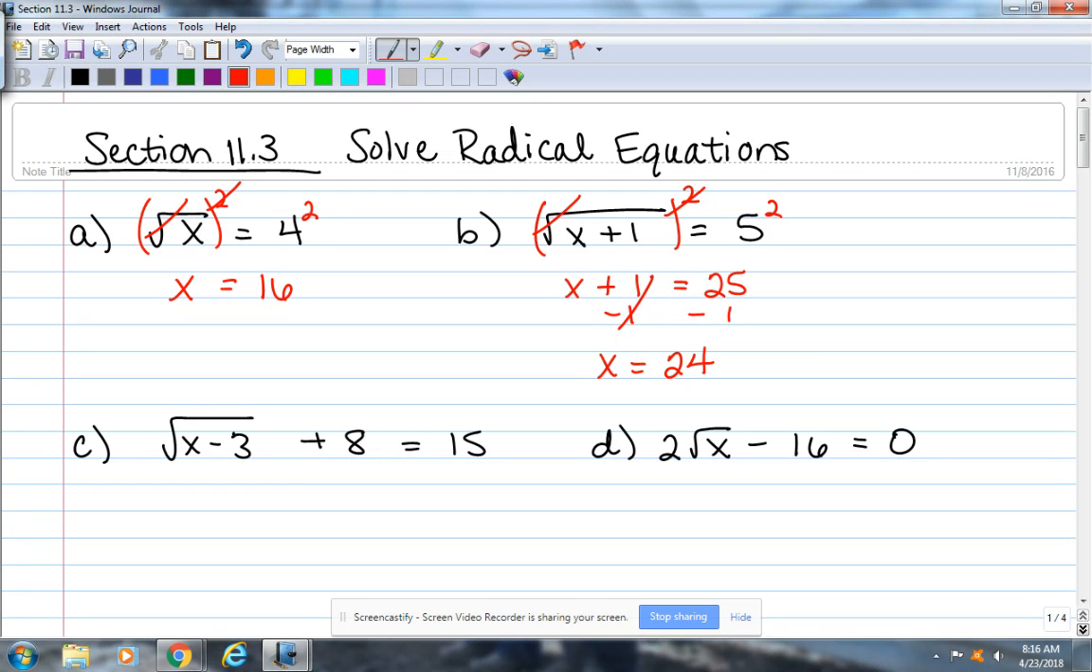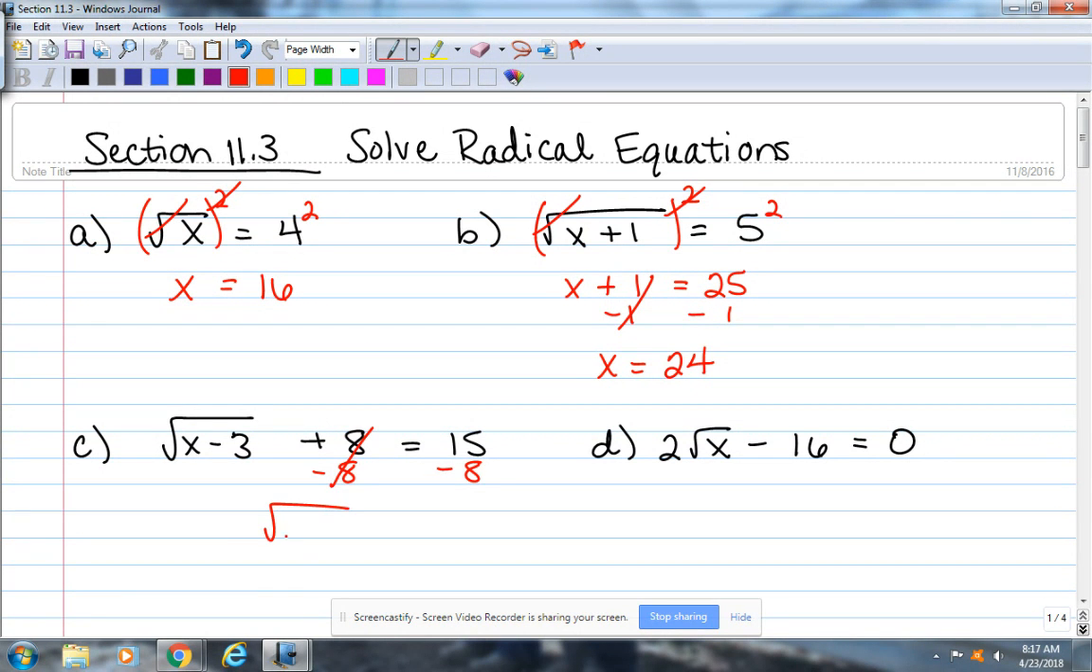That seemed pretty easy. All right, so on problem C, notice that you just don't have a radical by itself. You got a plus 8 after it, and that plus 8 is not underneath the radical. So the first thing you want to do when you have an option to do so is move everything away from the radical before you square both sides. So how do you think we can get rid of that plus 8? Yes, so before we square both sides, we want to subtract the 8.